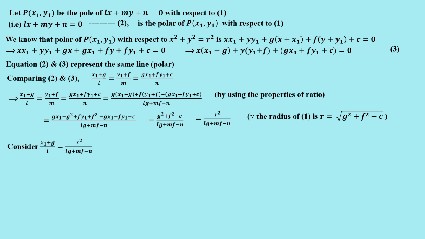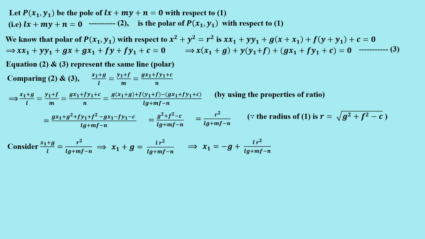So consider the first ratio and this one. All are equal: (x1 plus g) by L is equal to r square by (lg plus mf minus n). Therefore x1 equals minus g plus L r square by (lg plus mf minus n).